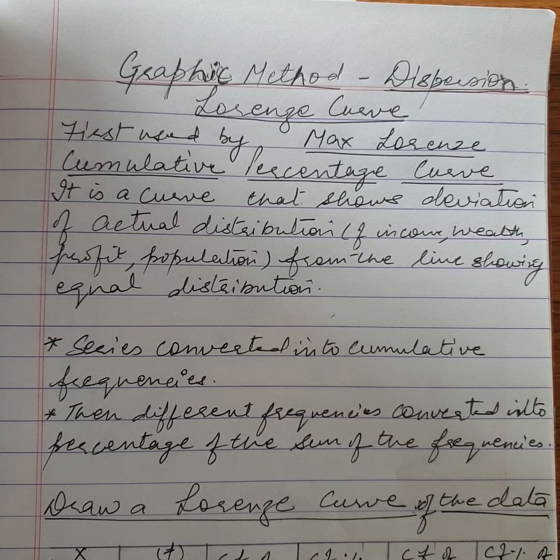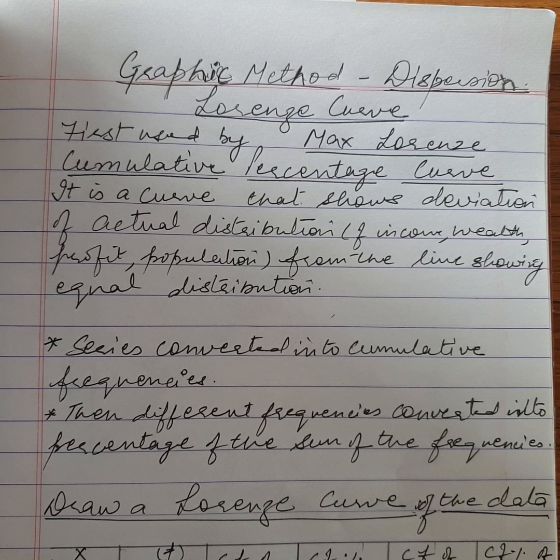Today we are going to discuss the graphic method of dispersion that is known as the Lorenz curve. Dispersion measures variability in data from a central value. In this diagram, or graphic method, we will measure variability or variation in a data series from a central line that is known as the line of equal distribution. It was first used by Max Lorenz, so that is why it is known as the Lorenz curve.